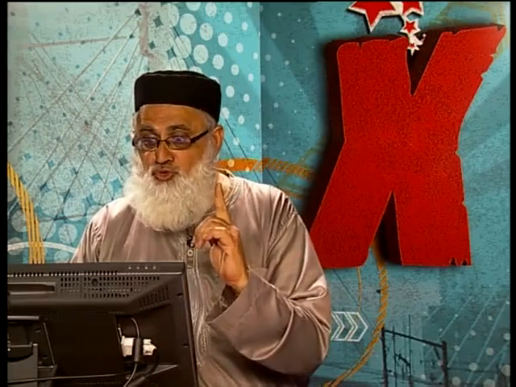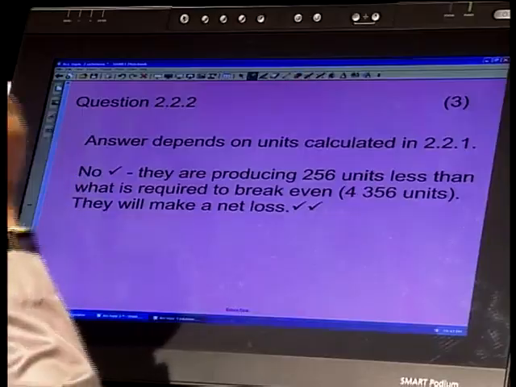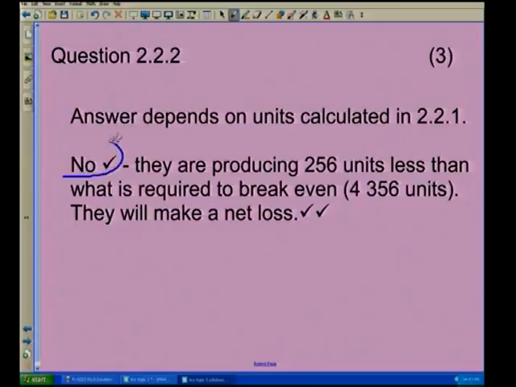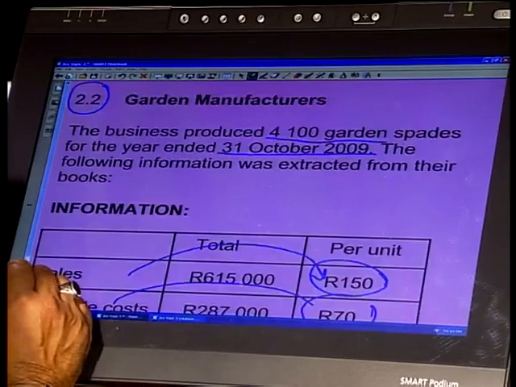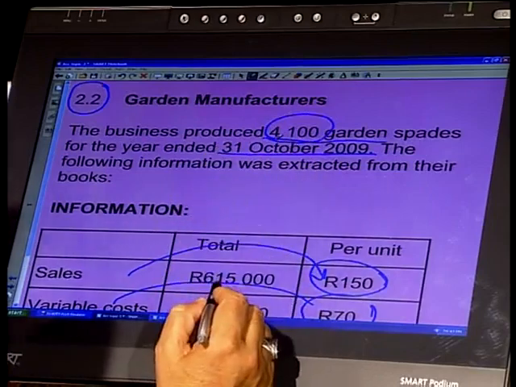We are now told, should the business be satisfied with the number of units that are currently produced? Explain. Okay, now what do you need to do? You need to go back and ask yourself the question. What's the question? The answer obviously is no. Why not? Because we are producing 256 units less than what is required to break even. In other words, we are producing 4356. That is the number of units we have to produce in order to break even, right?